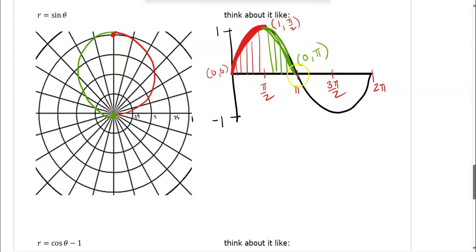And now, just like the last one for cosine theta, if I get down here in this quadrant, if I go here, I'm going to end up at 3 pi over 2 with a negative 1 r, which is going to put me right back here. So this one actually repeats after this one cycle, just like cosine did. The difference here is that sine is symmetric about my y-axis, whereas cosine was symmetric about my x-axis.